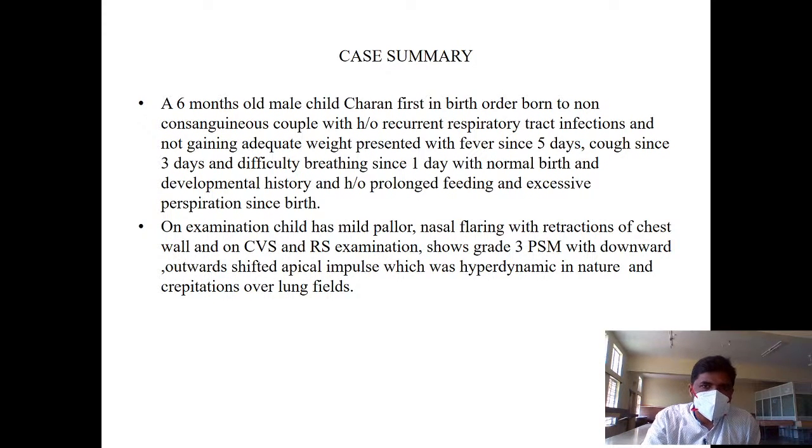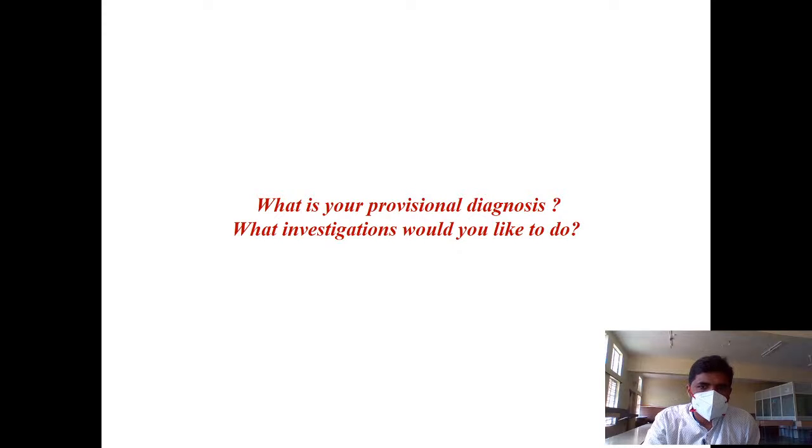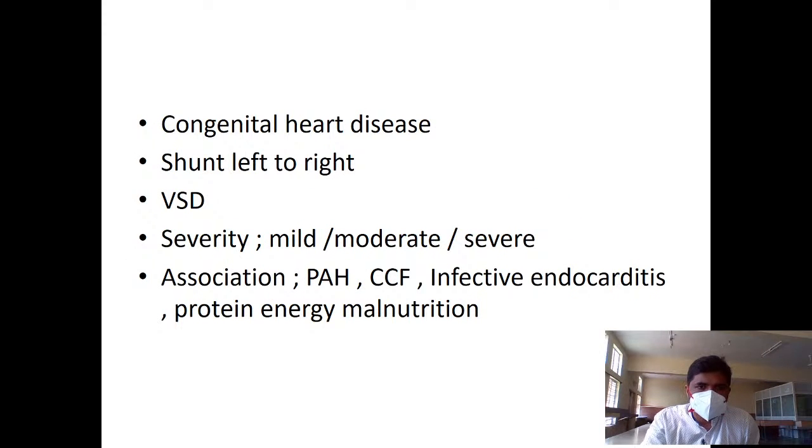So what is your conclusion from this summary? What is your provisional diagnosis? You need to describe whether it is a congenital heart disease. By age itself, you can conclude that this child has onset of symptoms right from 4 months of age. So possibly congenital heart disease.